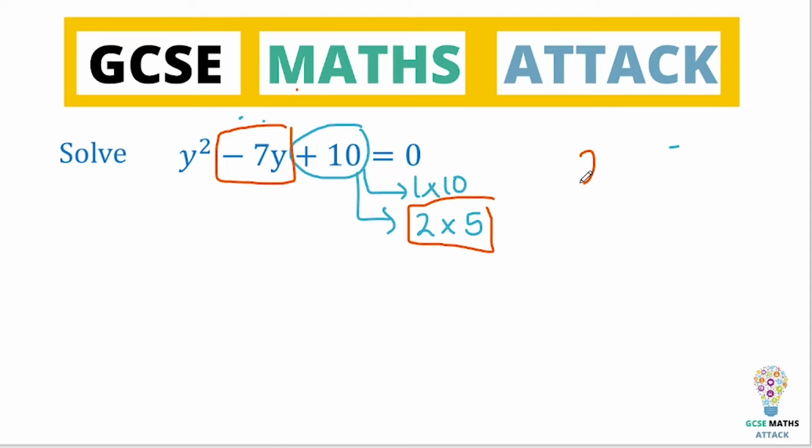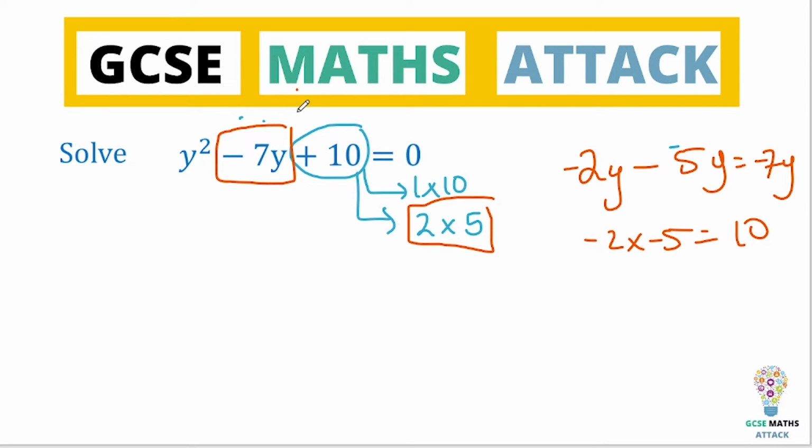So I can do minus 2y subtract 5y. If I subtract these two, it will give me minus 7y. Now, if I multiply minus 2 times minus 5, that will give me positive 10. So it meets this criteria and this criteria. So I know that the pair will be minus 2 and minus 5.